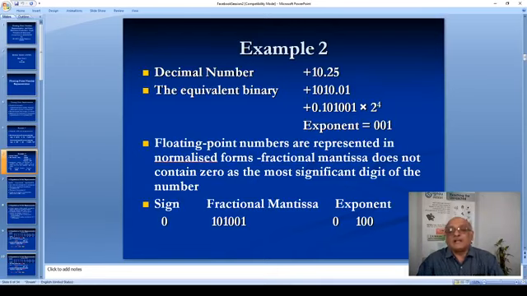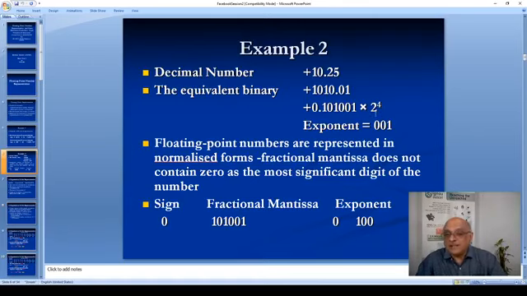So floating point numbers are represented in normalized form. The fractional mantissa does not contain 0 as the most significant digit of the number. Now this normalization is another concept. We have represented this number, but when we want to represent a floating point number, this 0.101001 we can represent in many forms. For example, 0.0101001 into 2 to the power 5, by adding another 0 before 1. That we can do, and then it will be 2 to the power 5.